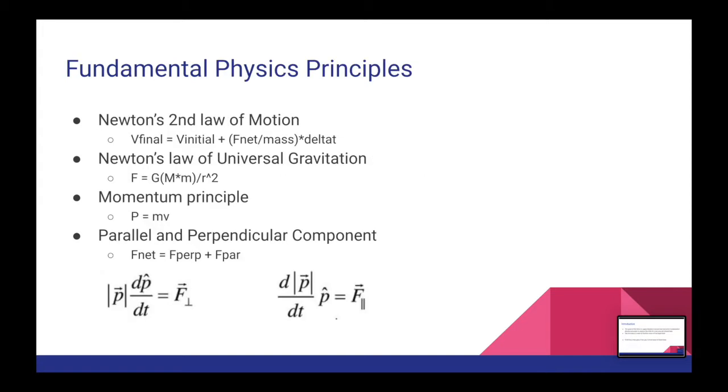The fundamental physics principles that we must use and understand for this lab are Newton's second law of motion, Newton's law of universal gravitation, the momentum principle, and the parallel and perpendicular components of net force. These equations are, respectively, final velocity is equal to the initial velocity added to the quotient of the net force and mass of the object multiplied by the change in time. Force is equal to the universal gravitational constant times the product of the two masses, all divided by distance squared. Momentum is equal to mass times velocity. Net force is equal to the parallel component times the perpendicular component of net force.